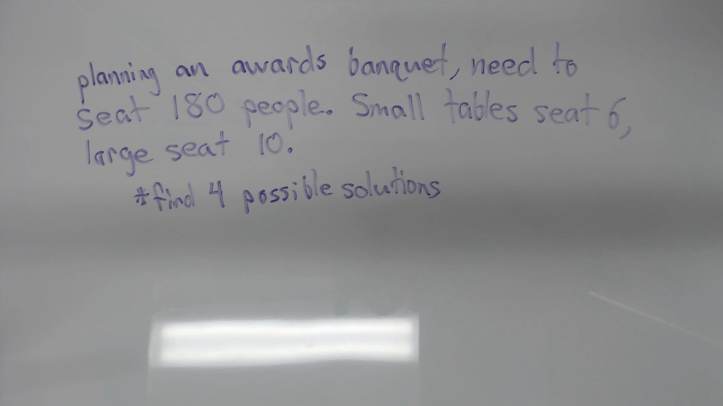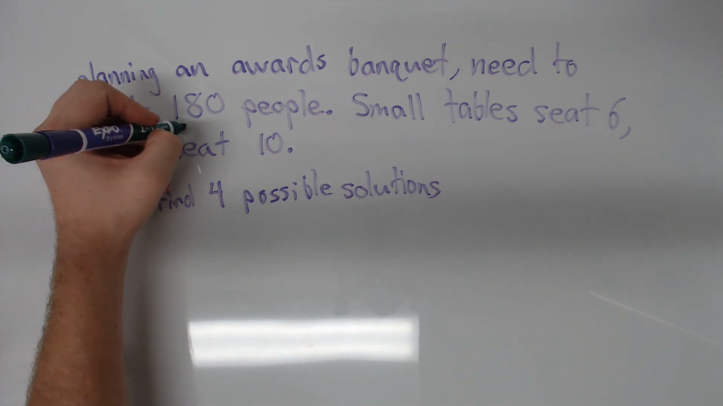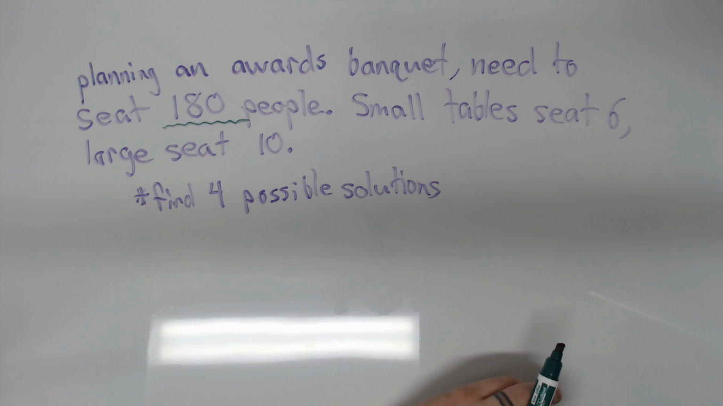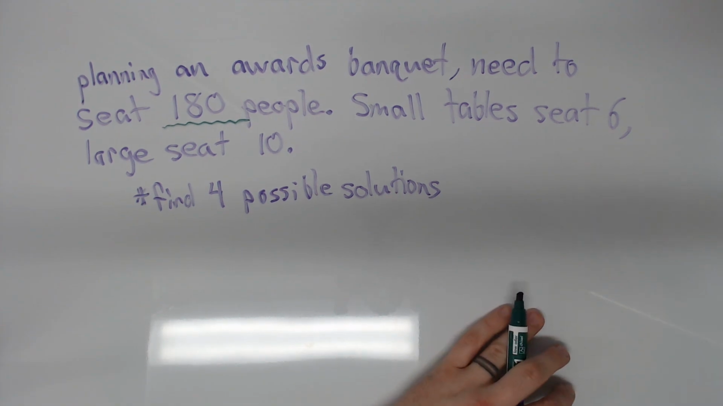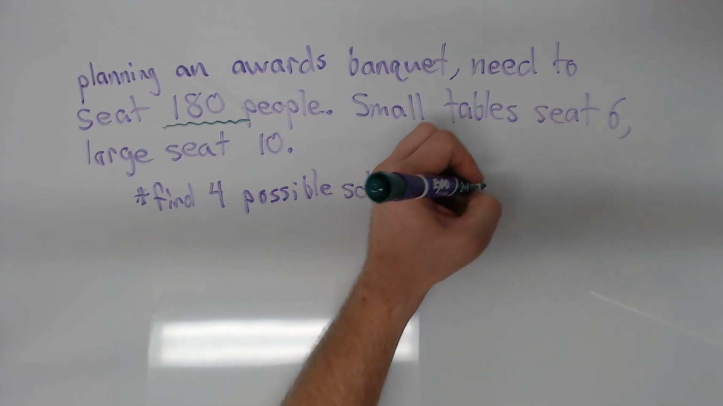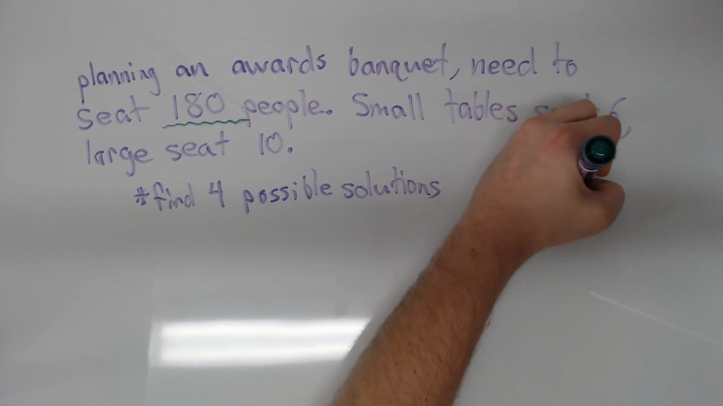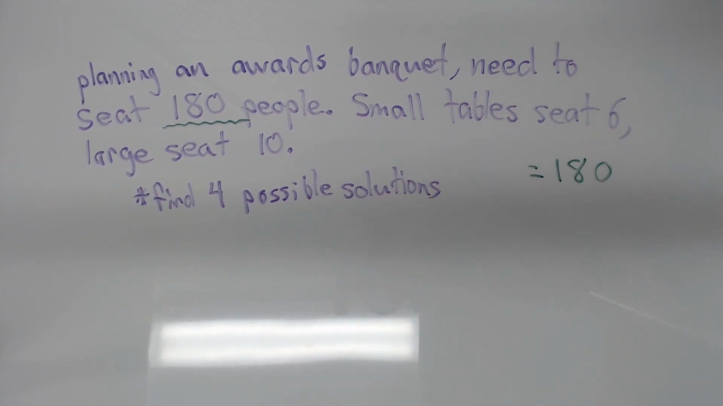Here's the modeling problem from the notes. Now the actual question in the notes gives us the equation, but I want to briefly talk about what's happening here. We have a number we need to meet, a number we need to match essentially. So that's the number we're going to equal. At the end, we have to be able to seat 180 people.